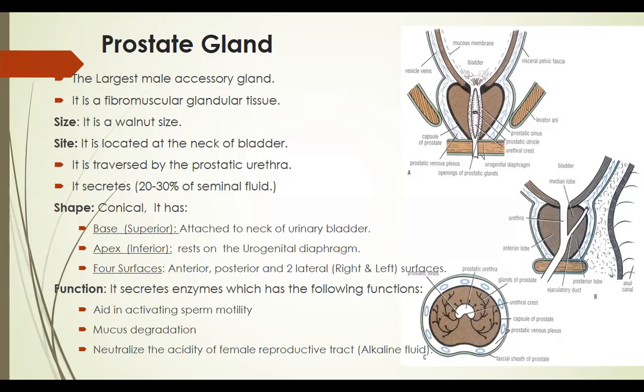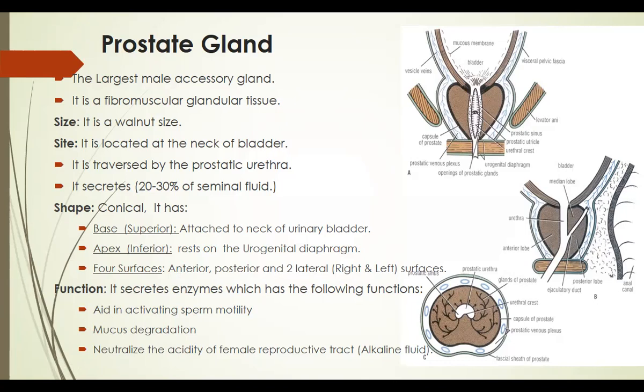Function: as you know, it secretes enzymes which have the following functions. One is it aids in activating the sperm motility. Sperm motility is a very important thing, which is done by the secretions from the prostate gland. Then it also helps in mucus degradation, removal of the mucus. If there is a large quantity of mucus, then it leads to infertility. So the mucus is removed by the prostatic gland.